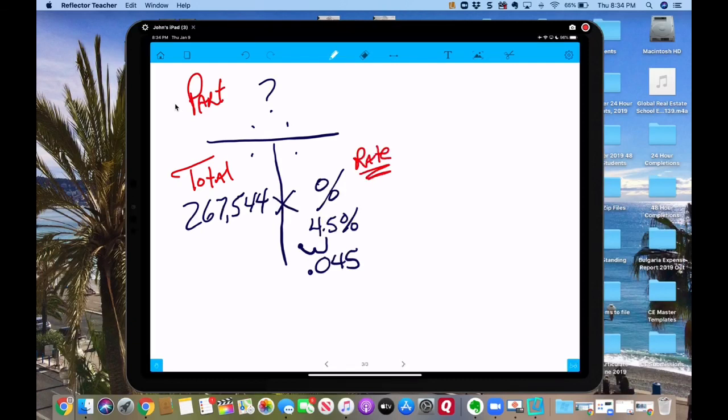You'll always have 2 of these in your problem. Whenever you have the 2 bottom ones, your math tells you to multiply. And that will give you the number for the top. Now, why did I know that we were putting the 267,544 down below? Because I always say total also means bigger number and part means a smaller number.